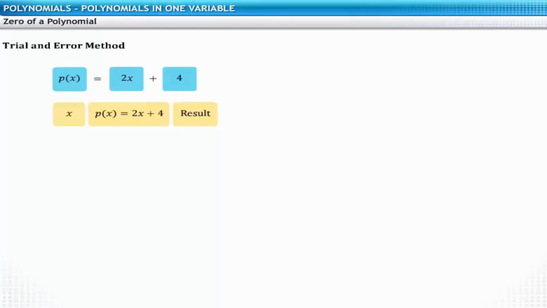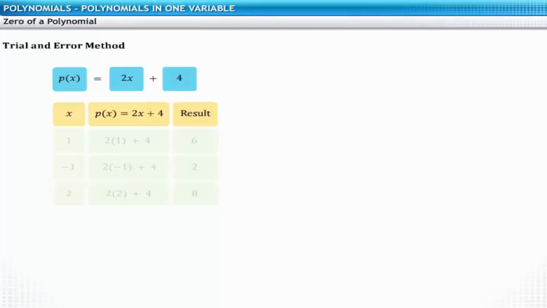To begin with, let x is equal to 1. Substituting 1 in the polynomial, you get 6, which is not equal to 0. If x is equal to minus 1, then the value of the polynomial is 2, which is also not equal to 0. Try using another value, 2, as the value of x. The value of the polynomial is 8, which is again not equal to 0.